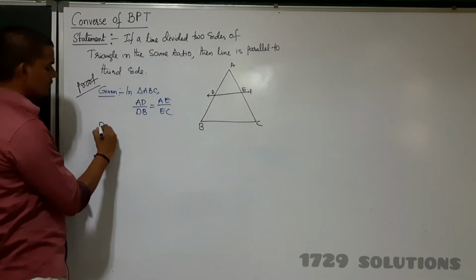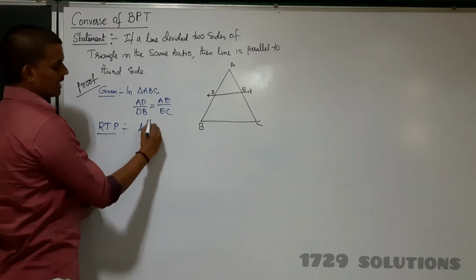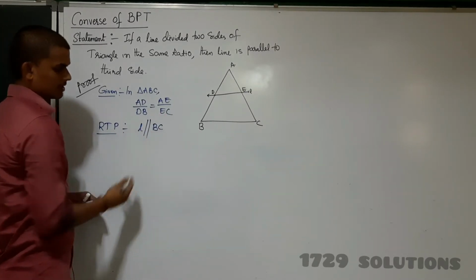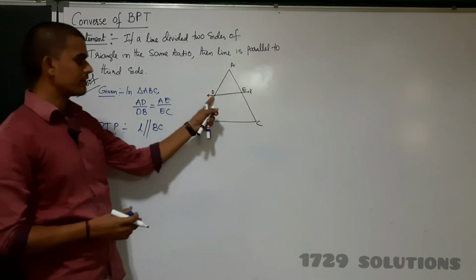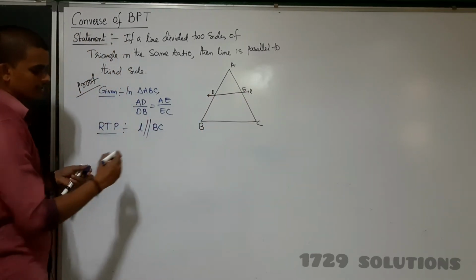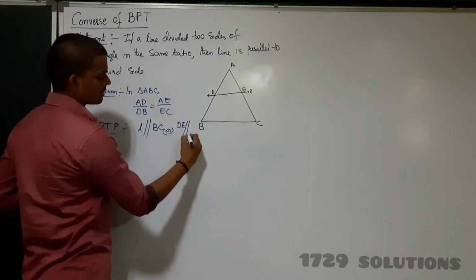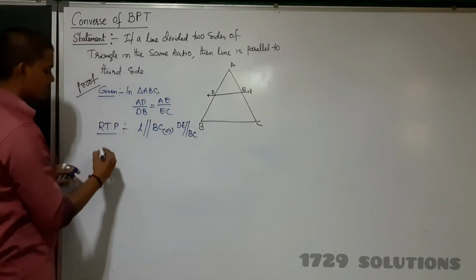So what we want to show, RTP, required to prove, is that the line is parallel to BC. That line L is parallel to BC, or we can say that DE is parallel to BC. The line DE is clearly parallel to BC. Okay, now come to the proof.